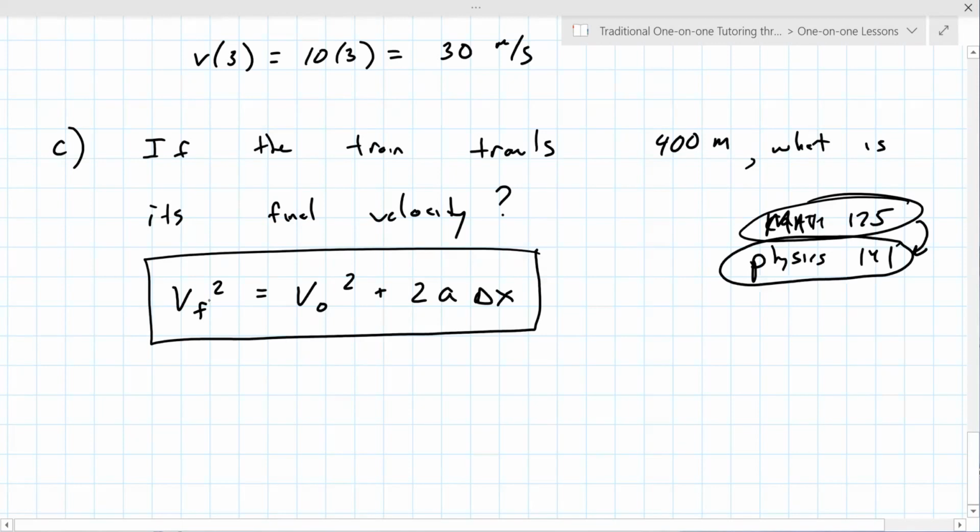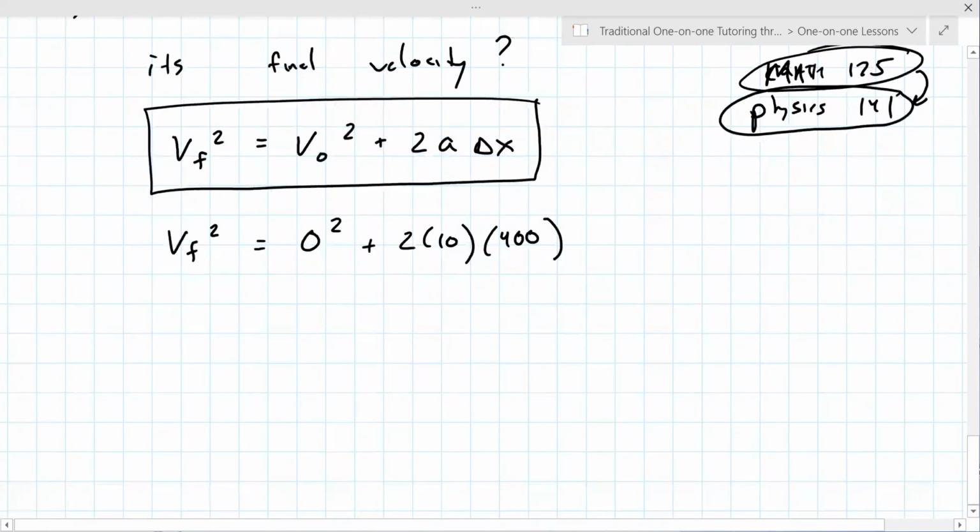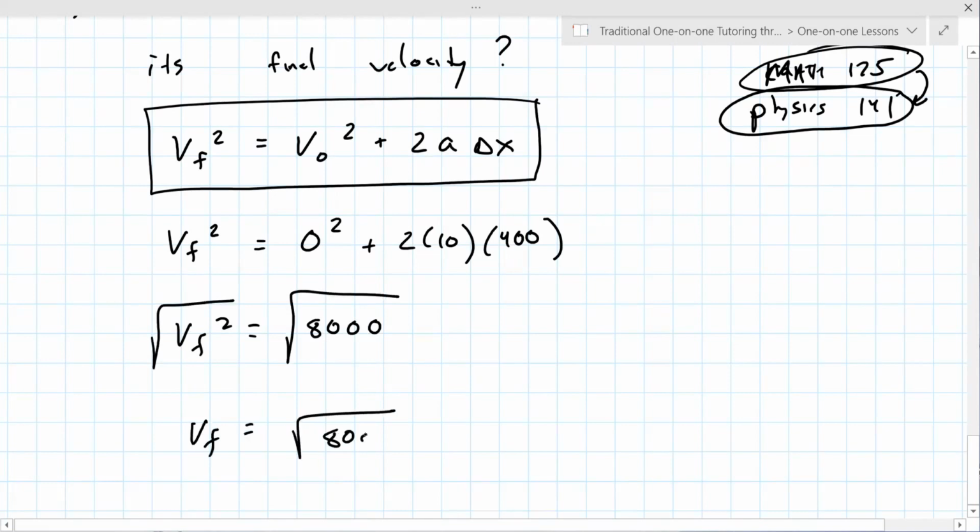All right, so V final squared is what we're trying to find. V initial squared is 0. The acceleration is 10, and the change in position is 400 meters. So our V final squared equals 8,000. Then you take the square root of both sides. So V final equals the square root of 8,000, whatever that is, meters per second.